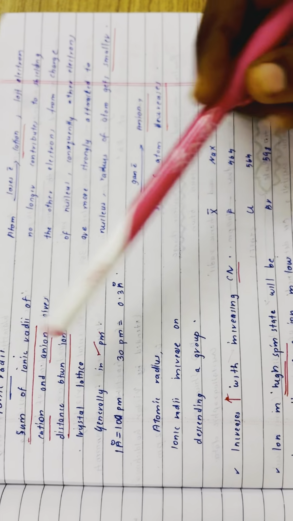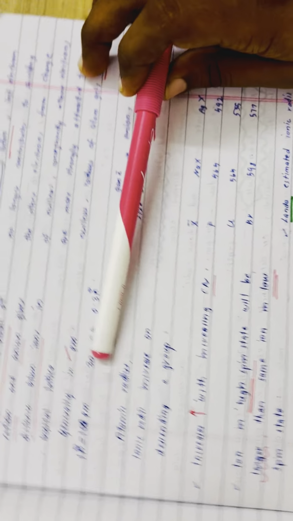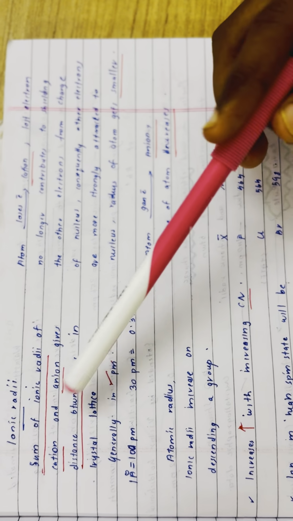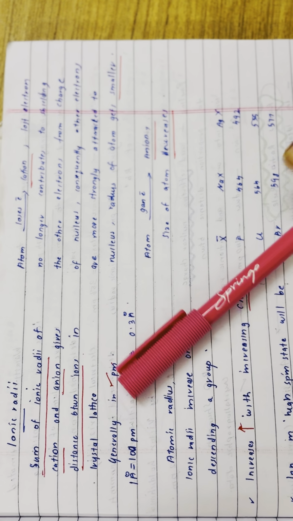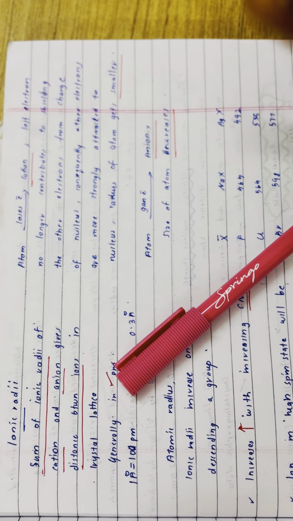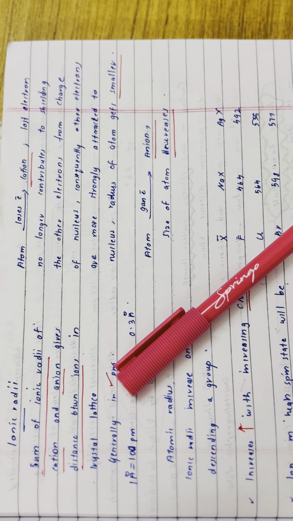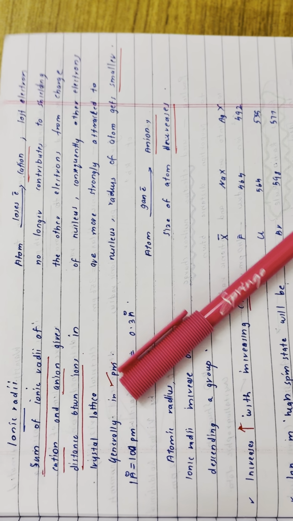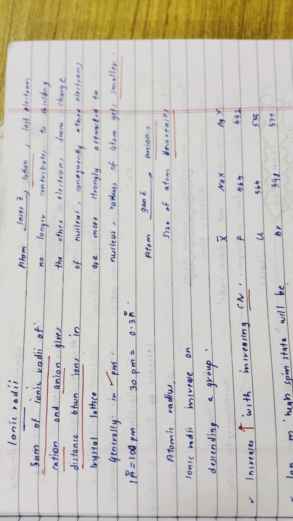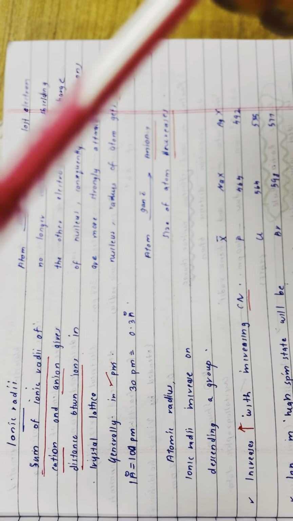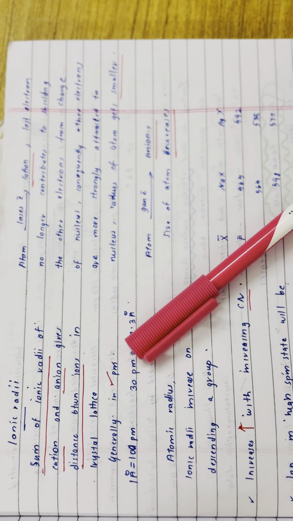So now we'll see what is ionic radius. As you know, it is the sum of the ionic radii of cation and anion, which gives the distance between ions in a crystal lattice. Okay, so the ionic radii of cation and anion, and the sum of both gives the distance between the ions in the crystal lattice. Usually, this is expressed in picometer.